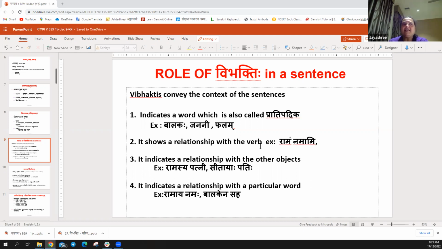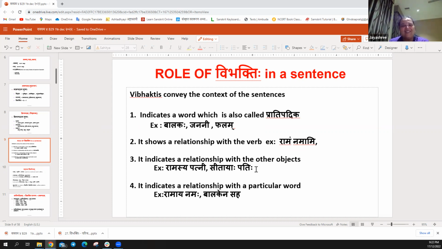And then it shows a relationship with the verb. So when we do an action, it shows the relationship. This is vibhakti, not the namapada or something, right? So it shows like Ramam Namami. Whom am I praying? Ramam Namami. So that vibhakti is there. That's dvitiya vibhakti here. Ramam. All right. And then it indicates a relationship with the other objects. So you know that Ramasya Patni, Sitayaha Patihi.